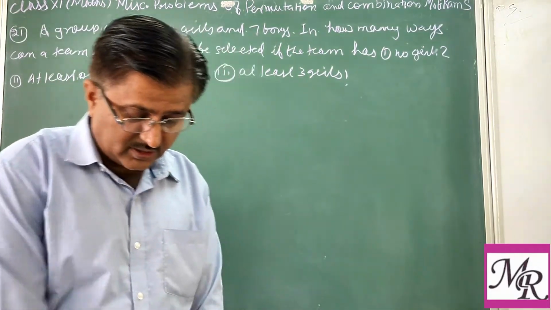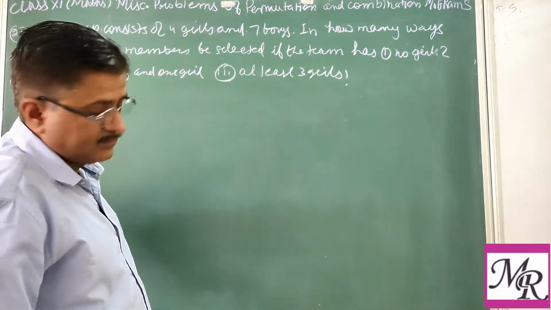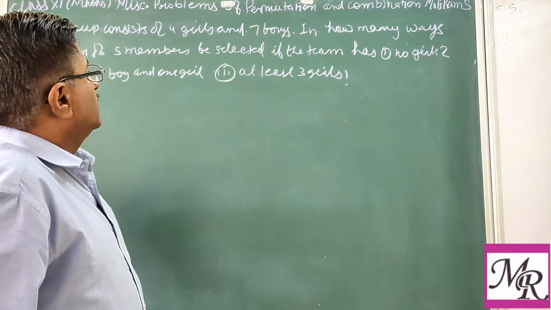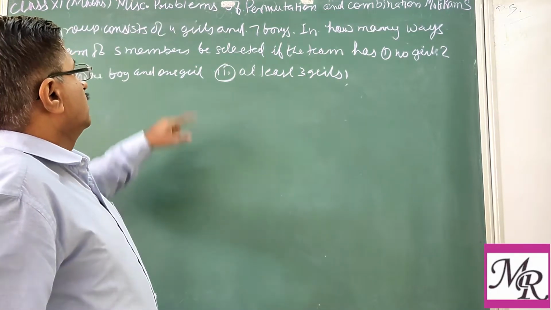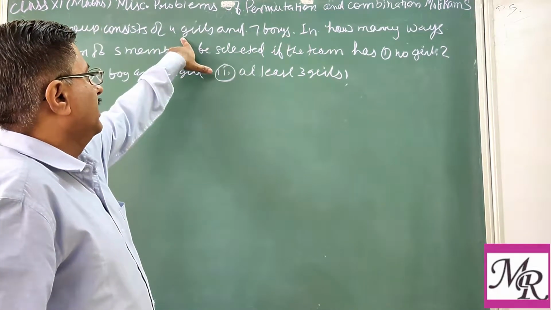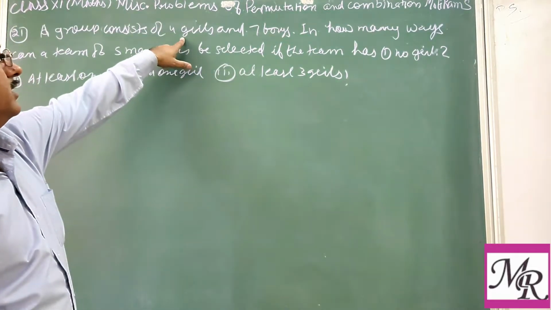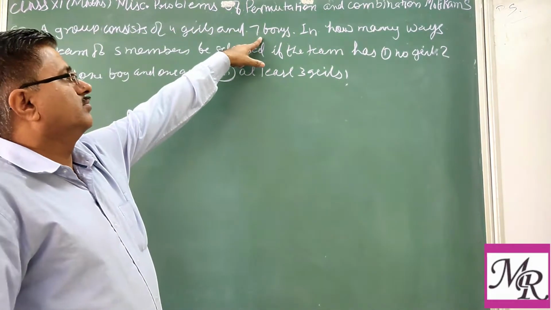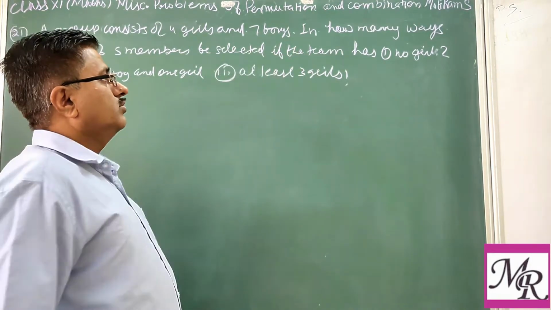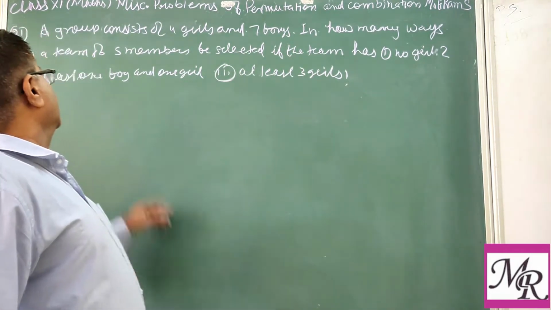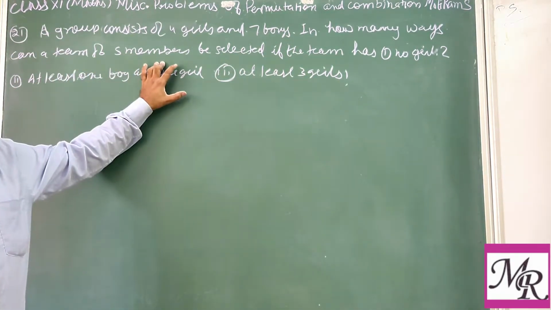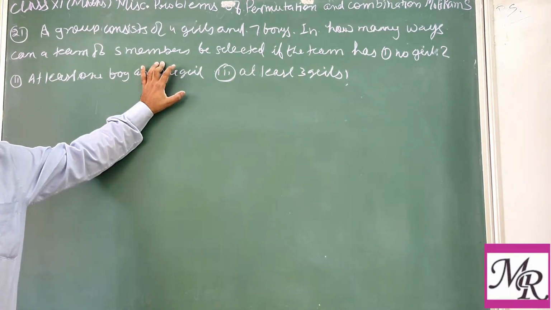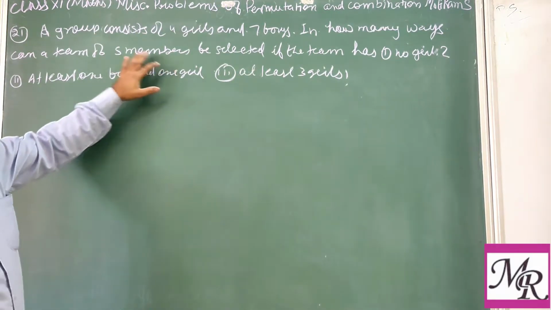A group consists of 4 girls and 7 boys, so the total number of students is 11. Out of 11, there are 4 girls and 7 boys. Now we have to say in how many ways a team of 5 members can be formed. We need a team of 5 members only, at a time 5.